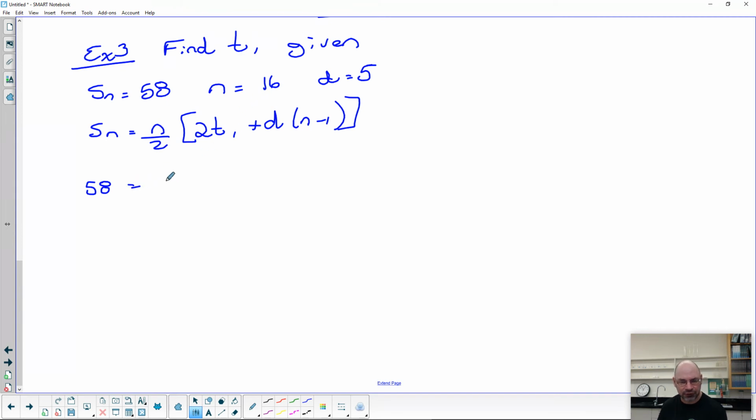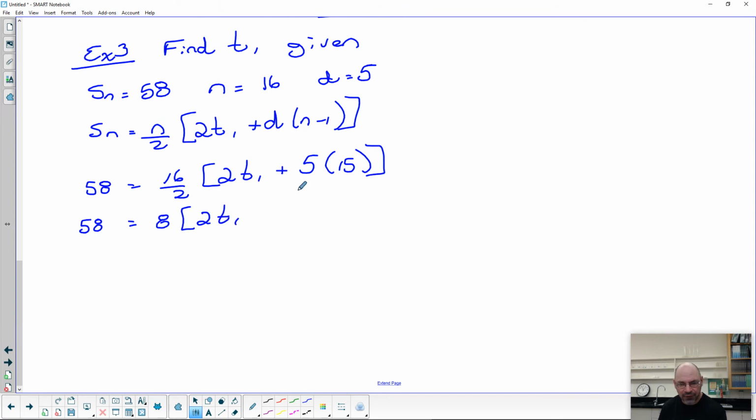This is 16 over 2, unknown t1 plus 5 times, okay, now we have 16 minus 1, which is 15. Okay, so then we have to do some simplification here to get t1. We'll keep this like this. We'll break this one down to 8. Okay, and then we'll go 2t1, and this will be 5 times 15, pardon me. So that's 75.